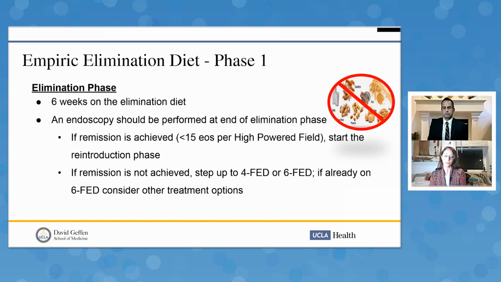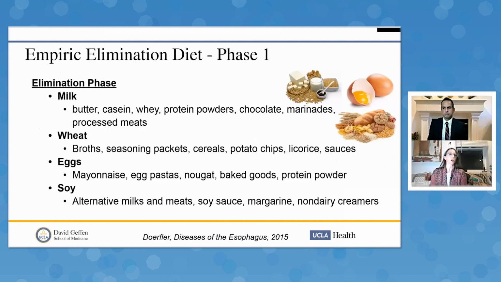Another option is, remember that we can do a step-up approach. So you can start with a 2-food elimination diet, move to a 4-food elimination diet, and then finally to a 6-food. So part of the job of the dietitian is to make sure patients understand all of the different hidden sources of these different food allergens that could be showing up in their diet.